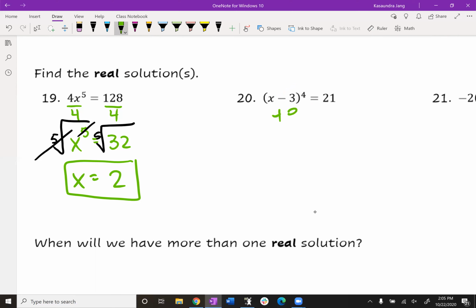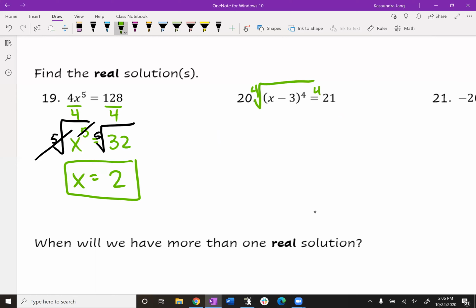I can't just add 3 on both sides. I can't do that. I would have to, it'd be like having x minus, having that whole thing with a +3 on the outside. It's not that helpful. I needed it to be all together there. So for that reason, I'm going to do a 4th root on both sides.